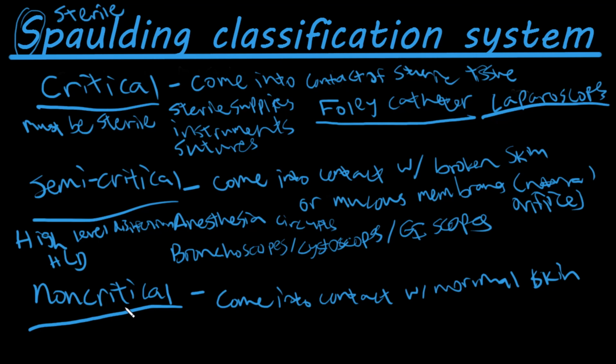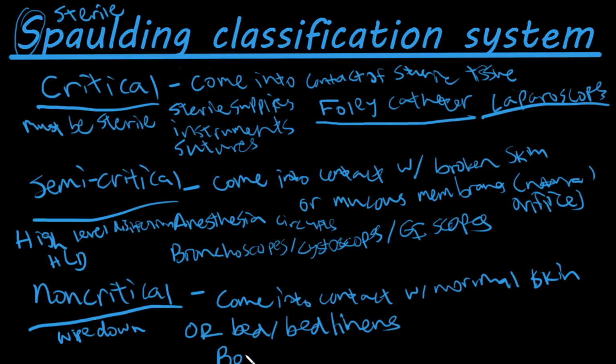And then non-critical items only require a basic wipe down with your regular wipes. And this is going to be things like our OR bed, our bed linens, basically anything else that you touch in the OR. So like our Bovie machine, any other equipment, the computer, these are non-critical items, things you come into contact with every day, not during the procedure, and these just require a basic wipe down, regular turnover cleaning.